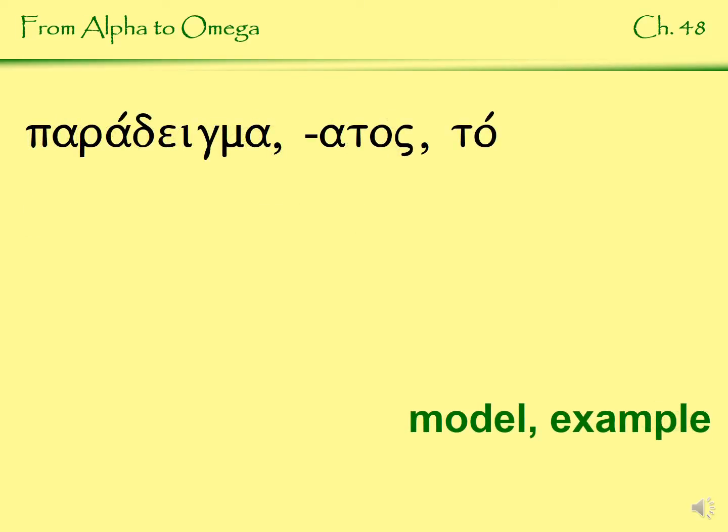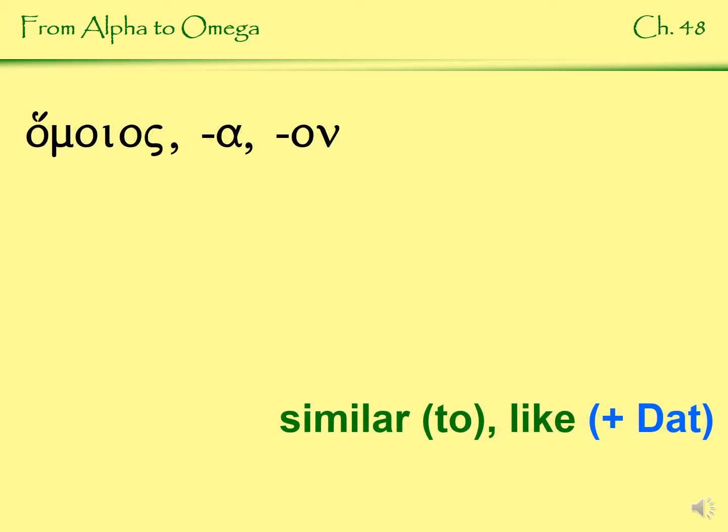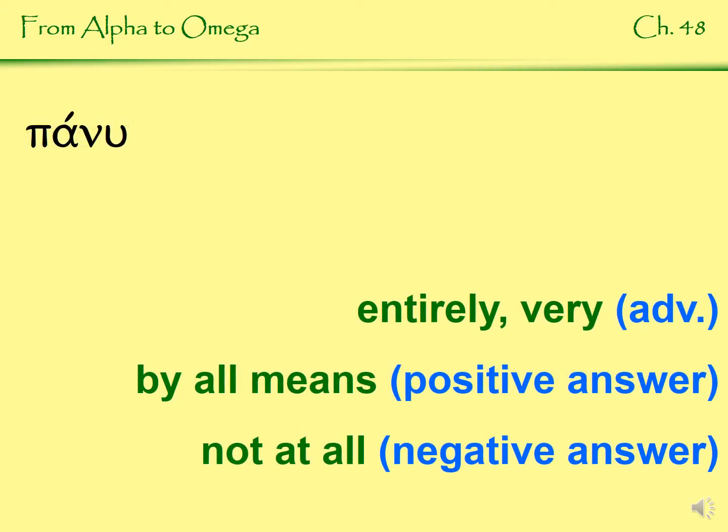Paradeigma, -atos, model or example. Ending adjective, homoios, similar or like, takes a dative object. Pany means entirely or very. If in a positive answer, it can mean by all means, and in a negative, it means not at all.